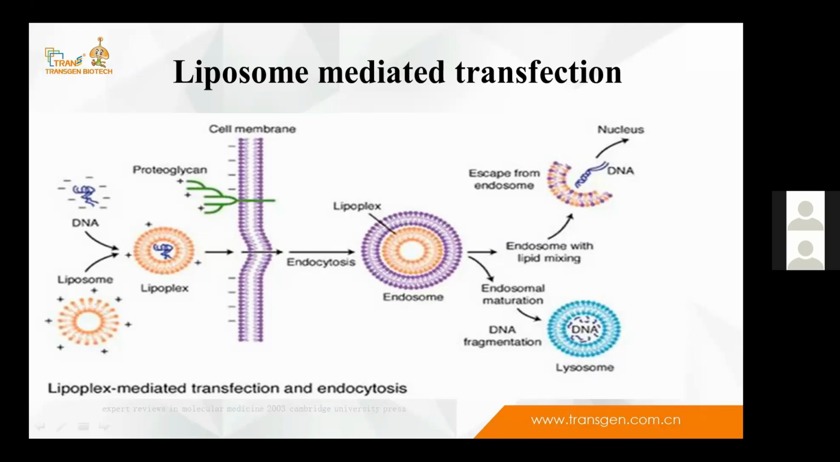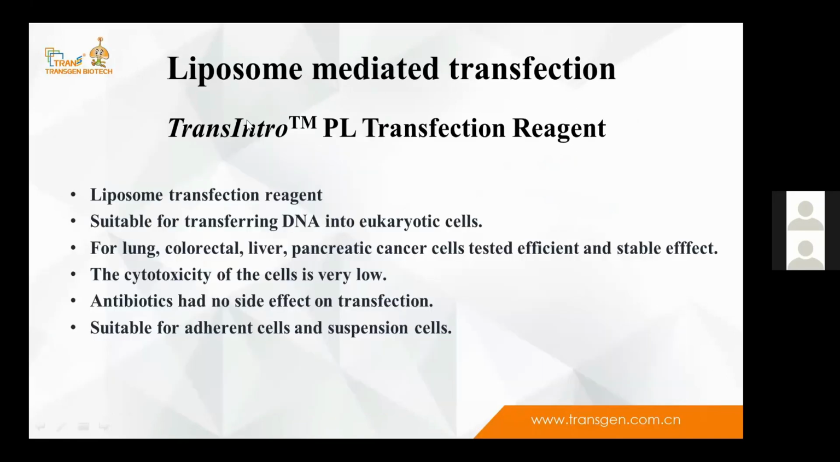protein expression. So in this case, the liposome-mediated transfection system is our product here, PL transfection reagent. This reagent is suitable for transferring DNA into eukaryotic cells. Unfortunately, maybe it's not very suitable for RNA into the cells. And in this case, it's a very good reagent for lung or liver or cancer cells tested in the whole systems. So if you focus on cancer cells, you can try PL transfection reagent.